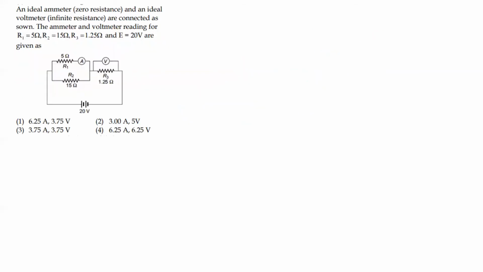Next, the ideal ammeter, zero resistance, and ideal voltmeter, infinite resistance, are connected as shown. The ammeter and voltmeter readings. First, we need to find total current. 5 ohm and 15 ohm, which combination? Parallel combination. Then 5 into 15 by 20. So what do you get? You get 15 by 4. Yes or no? Yes. Then this is in series with 1.25.